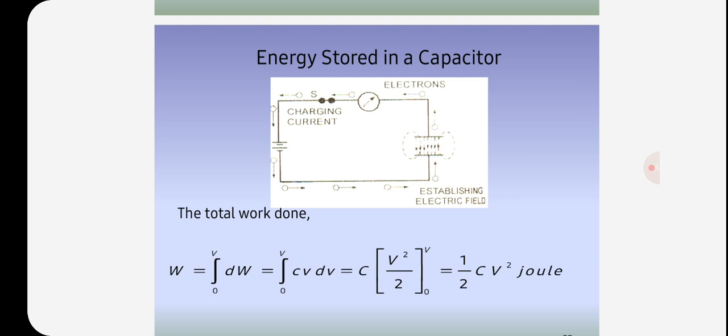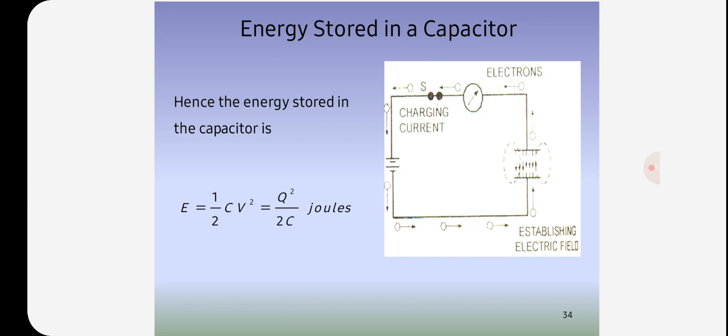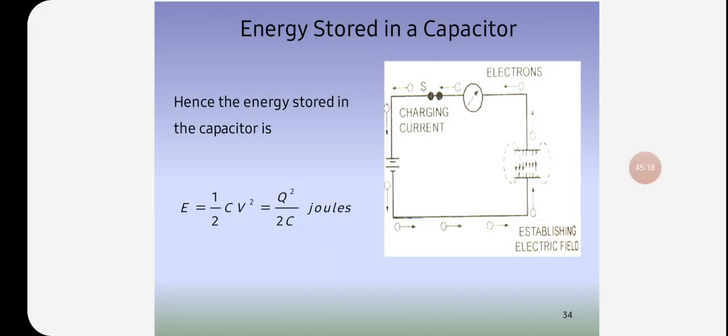So this is the energy stored in a capacitor. Hence, the energy stored in a capacitor is half CV square joule, that is equal to Q square by 2C joules.